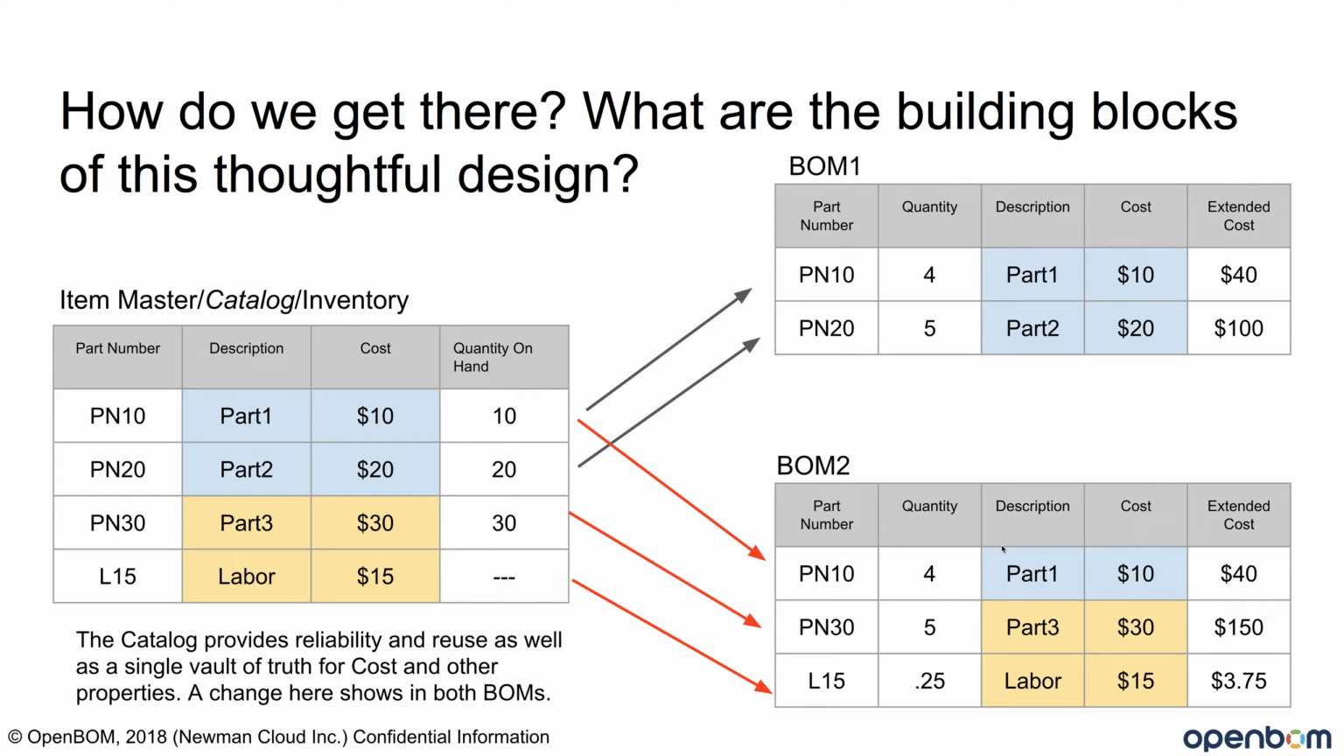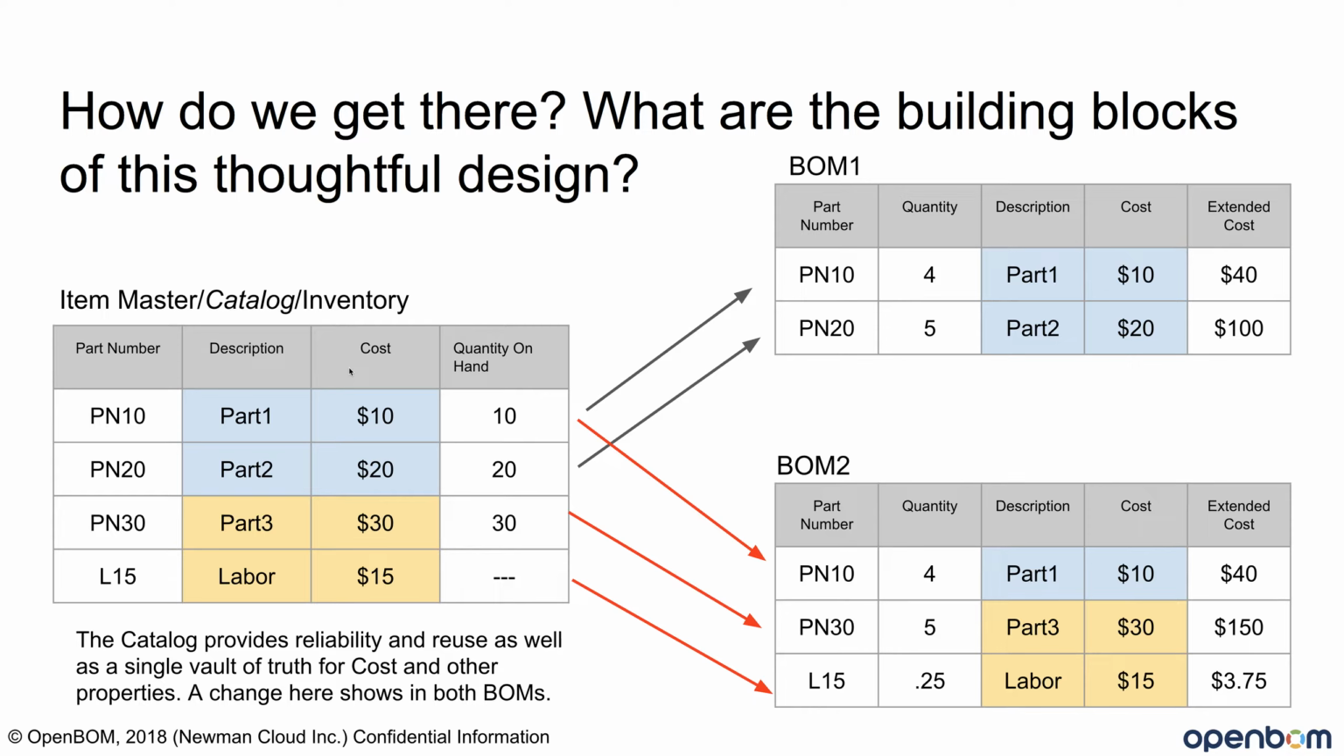What are the building blocks that go into this thoughtful design? I'd like to introduce you to a concept that if you're coming from Excel or you're building your BOM straight out of CAD, you might not be familiar with. But others that are using other BOM tools or parts and vendors, you might. The idea is something called an item master. It might be referred to as a catalog. You may also refer to it as an inventory.